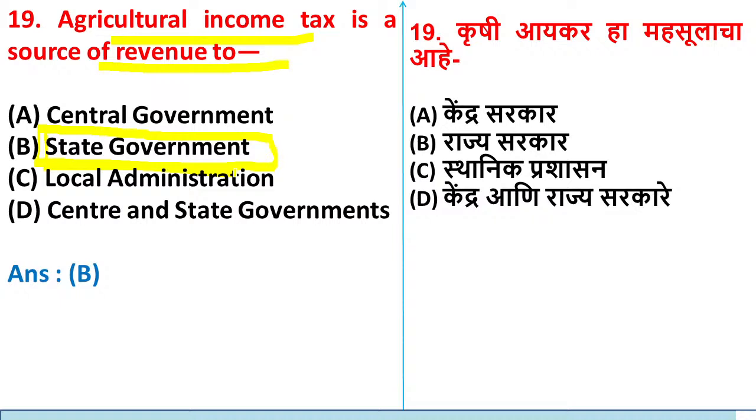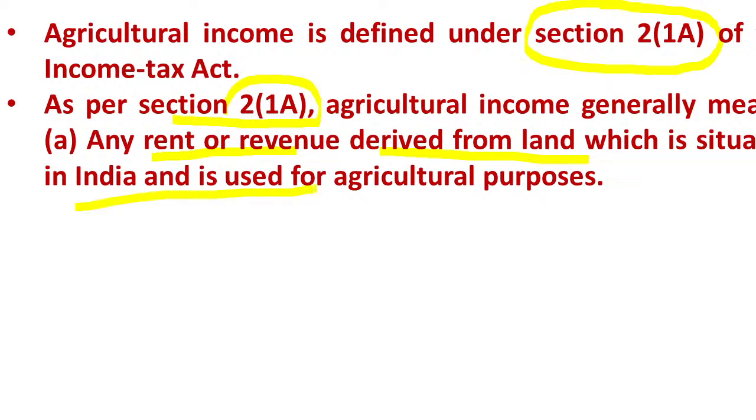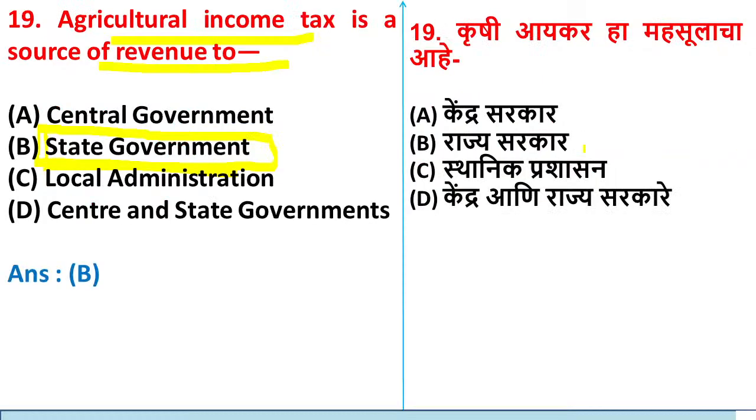Yes, please make a correction. Agricultural income tax, and please also remember it comes under Section 2(1A). As per Section 2(1A), agricultural income generally means any rent or revenue derived from land which is situated in India and is used for agricultural purposes. So agricultural income tax is the source for the state government. It is the revenue received from agricultural land located in India itself. Yes, Sonia, option B is correct, state government. Priyanka, option B is correct.